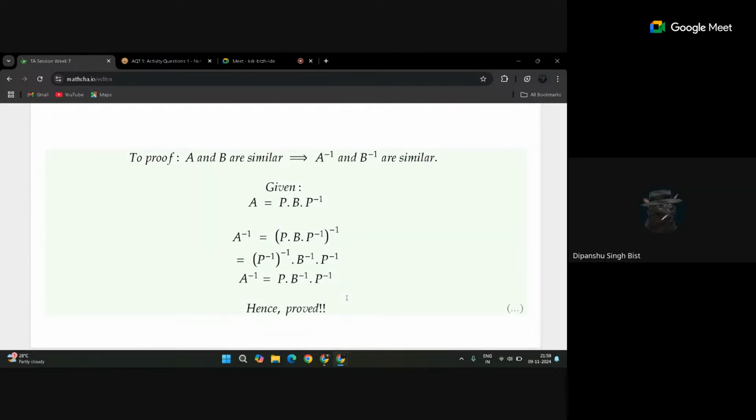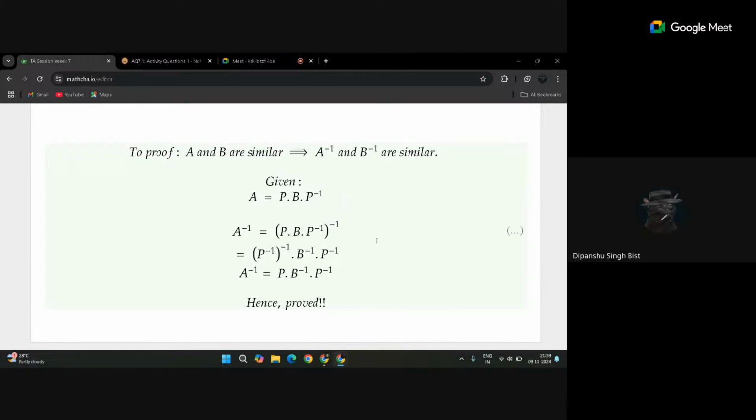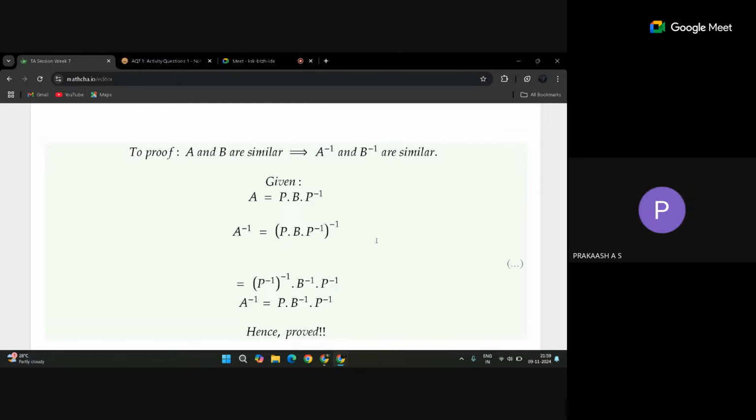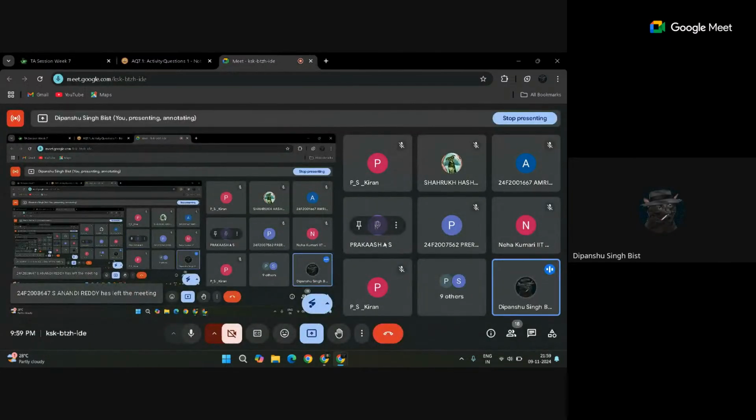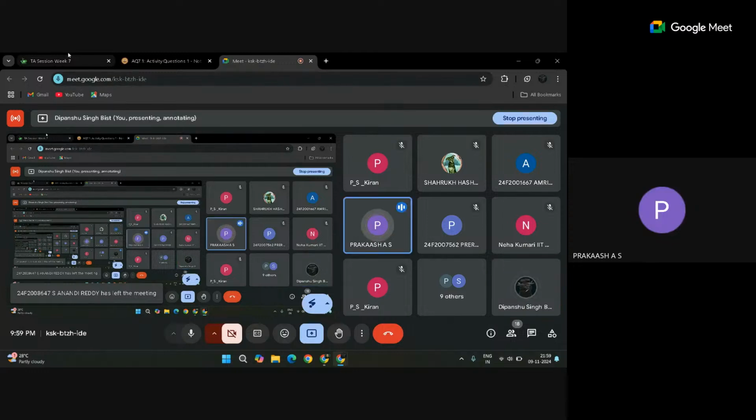So we used one property here. What was that property? We'll put it here maybe. The background noise is coming, Prakash, from your side. Oh, sorry. Could you mute your microphone?